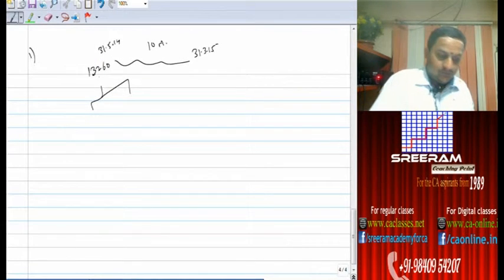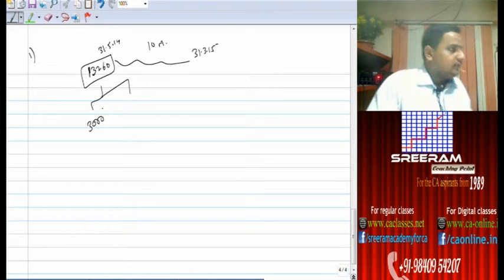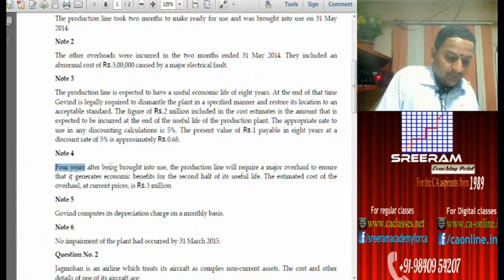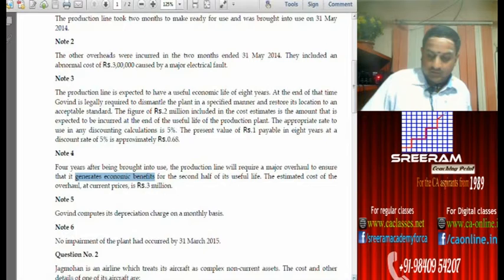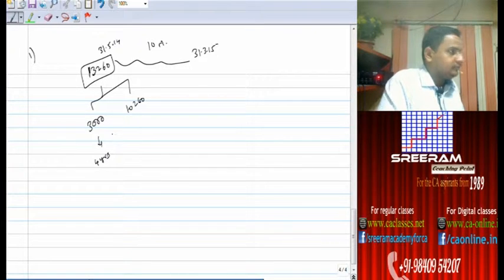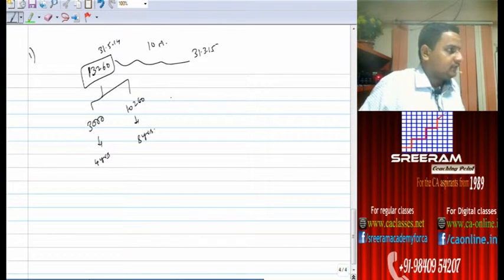So out of this particular asset, by breaking it into components, one component is worth rupees 3,000 and the remaining portion is 10,260. For this 3,000, they are telling us that four years after being brought into use, the production line will require a major overhaul to ensure it generates some future economic benefits for the second half of its life. So for this 3,000, we need to take the life as only 4 years. After 4 years, it will be replaced. Then for this 10,260, we have 8 years life.